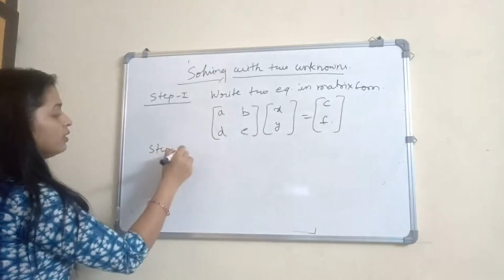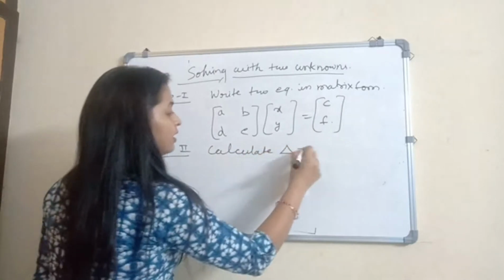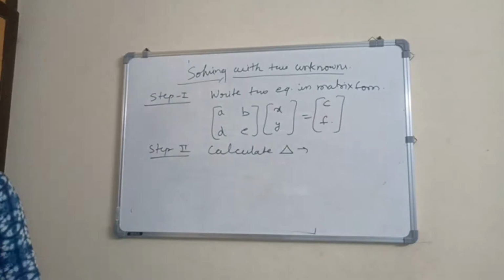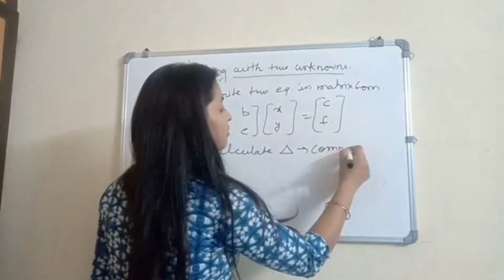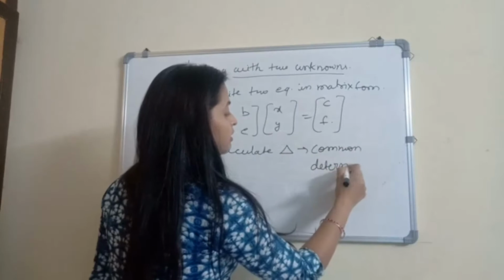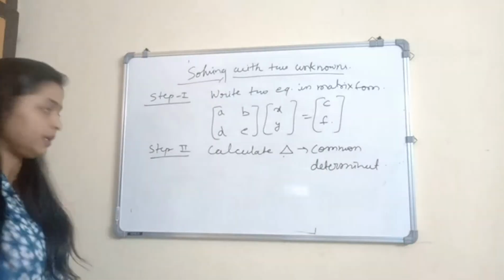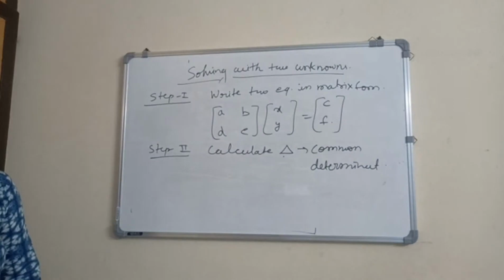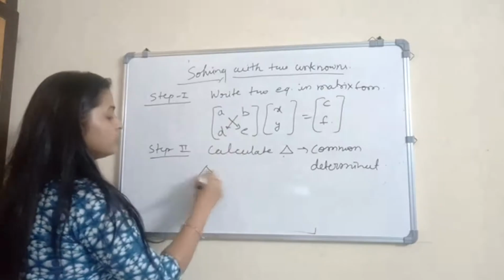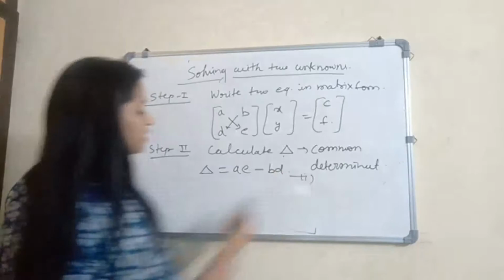Step number two, calculate del. Del is also known as the common determinant. For every calculation, this del is common. So how do we calculate this common del? We can calculate it by the previously studied cross product. So del is AE minus BD. Equation number first, let's see.